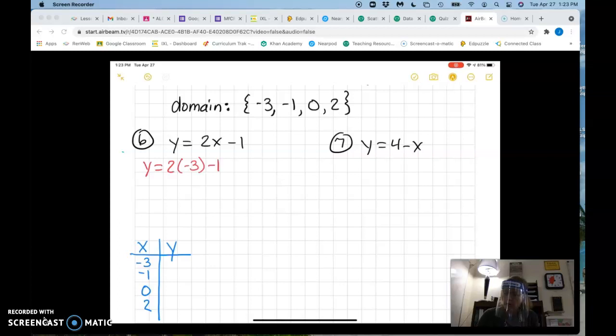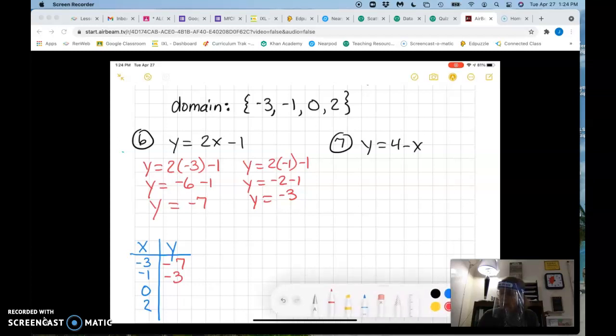All right, so I'm just plugging my first one in, negative 3. 2 times negative 3 is negative 6. Negative 6 minus 1 is negative 7. So when X is negative 3, Y is negative 7. And we're just going to do that for every single one. So the next one is negative 1. So when X is negative 1, Y is negative 3.